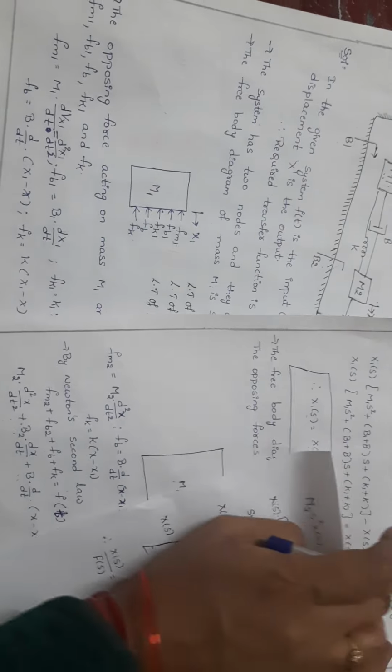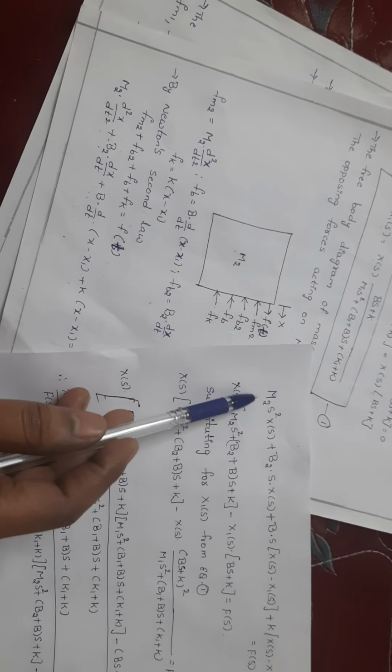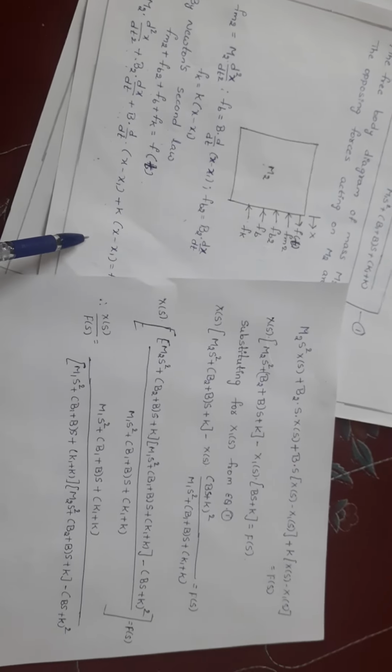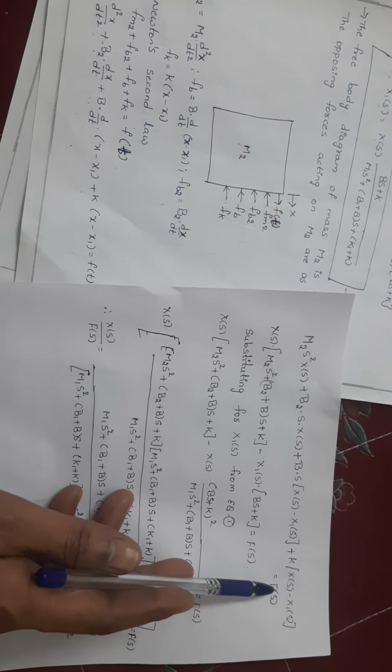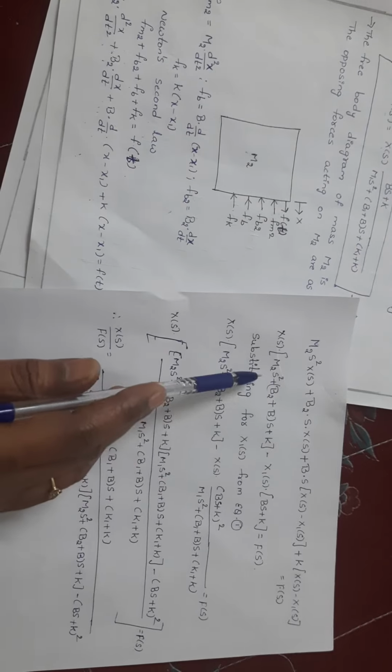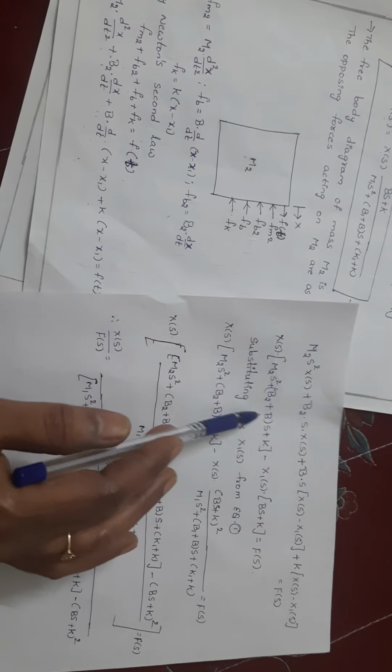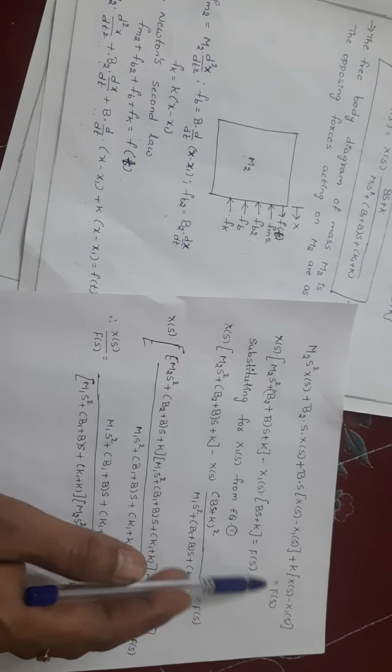Now take the Laplace transform of this equation. What are you going to get? m2 s square into x of s, b2 s into x of s, plus b s into x of s minus x1 of s, plus k into x of s minus x1 of s, is equal to f of s. So here take the x of s common terms and the x1 of s common terms, equal to f of s.